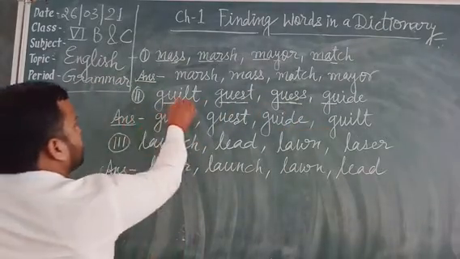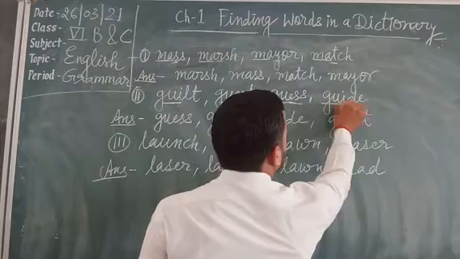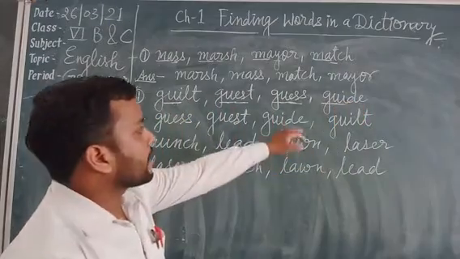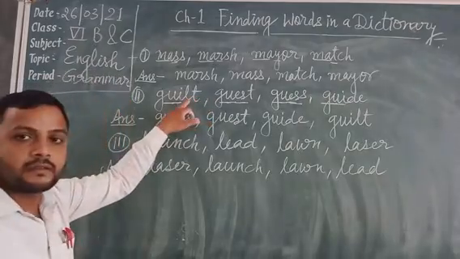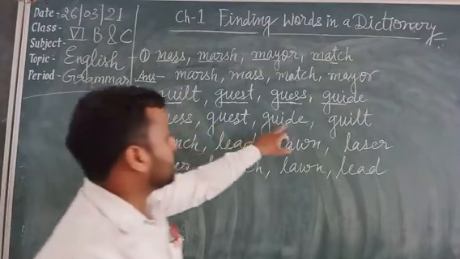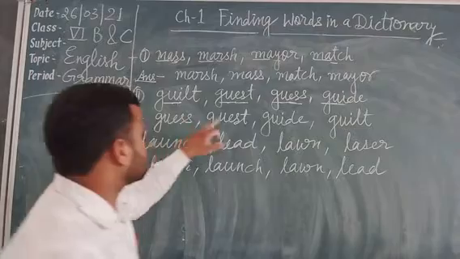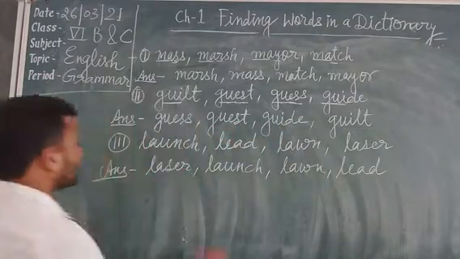Now two words are here, guild and guide. So G, U, I is common here. Here also G, U, I. And after that D. D comes first, and then L comes in the alphabet. So here will be guide and guild. Guess, guest, guide, and guild.